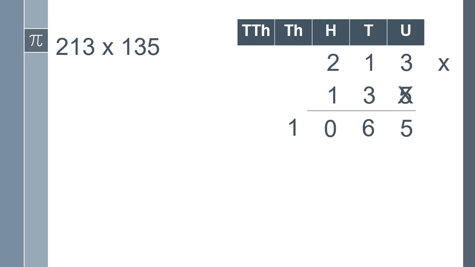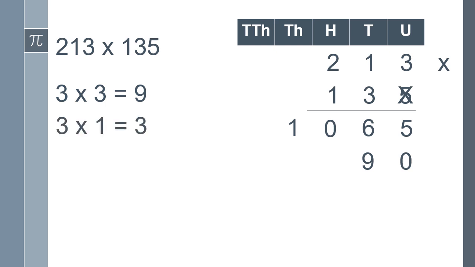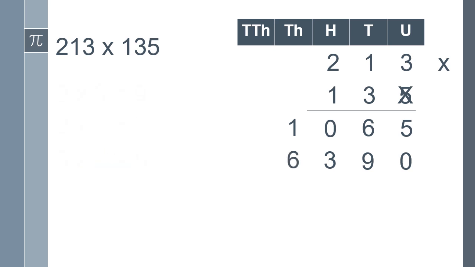And then we're done with that 5 now. We've multiplied it by every number on the top, so we cross it out, and we put in a placeholder in the units column. And then we're going to multiply the 3 on the bottom by every number on the top. So 3 times 3 is 9. That goes in the tens column. There's nothing to carry. 3 times 1 is 3. That goes in the hundreds column. And again, there's nothing to carry. And 3 times 2 is 6. And that goes in the thousands column. And there's nothing to carry.